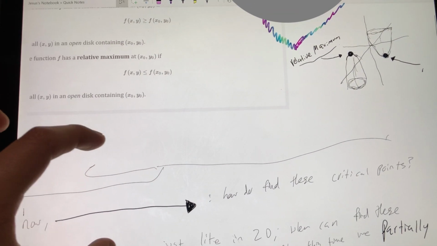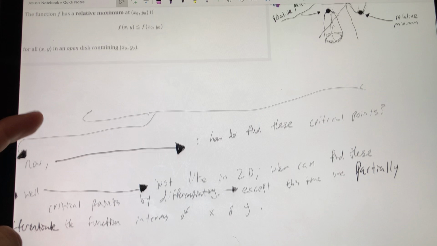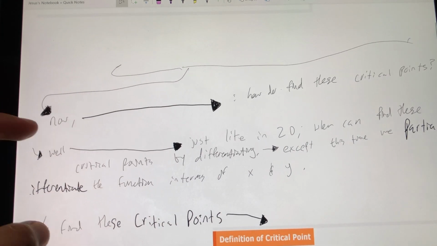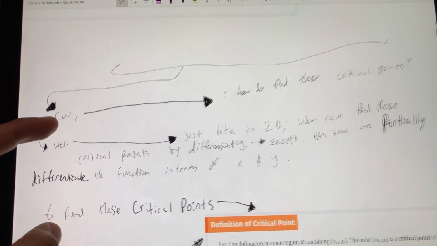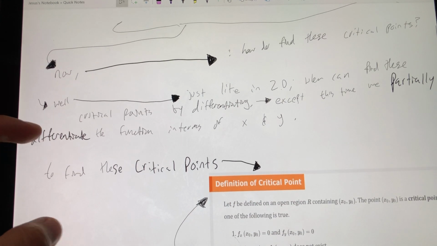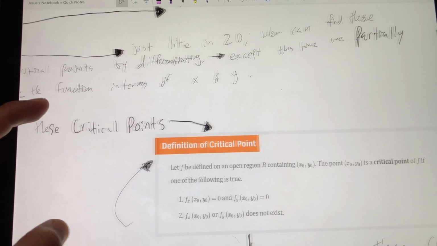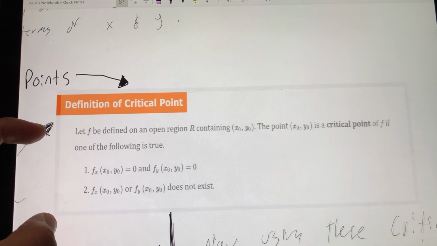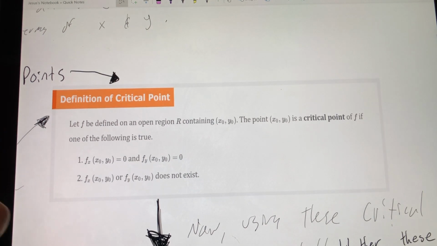Now, how do we find these critical points? Well, just like in 2D, we find critical points by differentiating, except this time we partially differentiate the function in terms of x and y. To find these critical points, we must consider the definition given by the textbook.